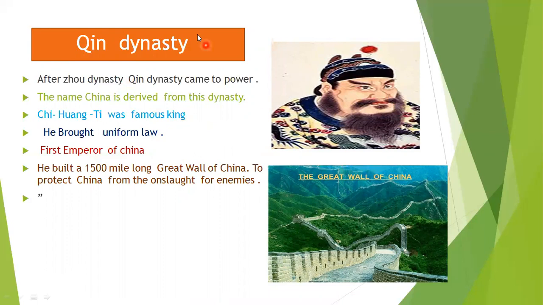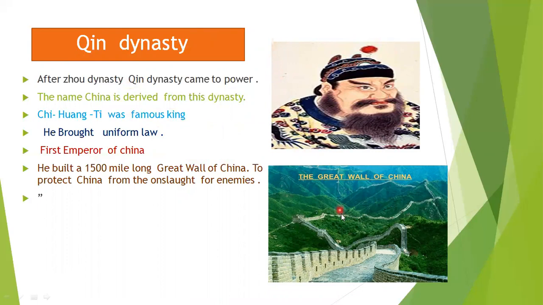Which dynasty? Qin dynasty. Qin Huangdi is a person. Qin Huangdi was the famous king. He brought the uniform law, meaning everyone is equal. Equal means the same law, uniformity of law. And he is the first emperor of China. Who is the first emperor of China? Qin Huangdi is the first emperor of China.